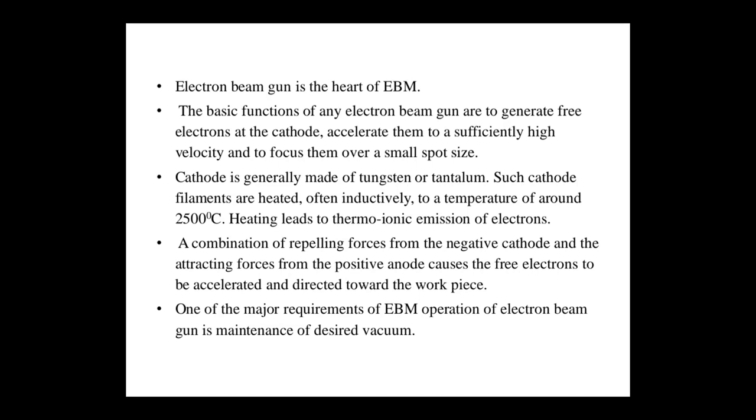The basic functions of any electron beam gun are to generate free electrons at the cathode, then accelerate them to a sufficiently high velocity, and focus them on a small spot size. The cathode is generally made of tungsten or tantalum. Such cathode filaments are heated, often inductively, to a temperature of around 2500 degrees Celsius. Heating leads to thermionic emission of electrons. Then a combination of repelling forces from the negative cathode and attractive forces from the positive anode causes the free electrons to be accelerated and directed towards the workpiece. One of the major requirements of electron beam gun operation in EBM is maintenance of the desired vacuum.